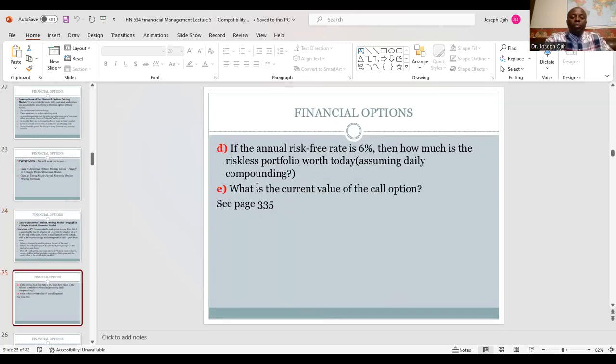Part D says, if the annual risk-free rate is 6%, then how much is the riskless portfolio worth today, assuming daily compounding? Then part E says, what is the current value of the call option?